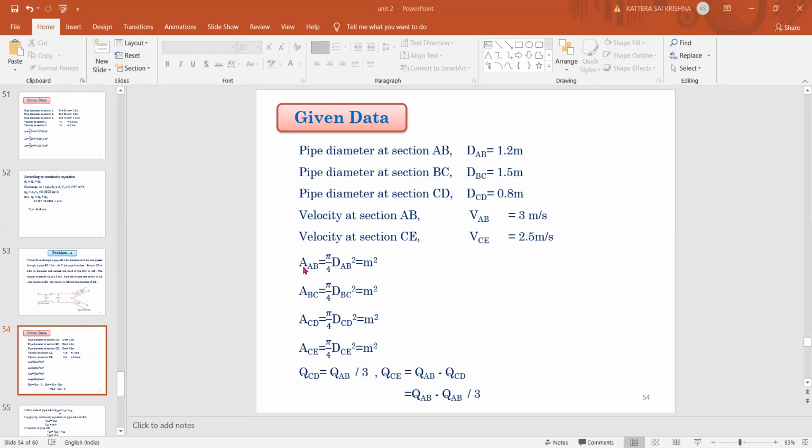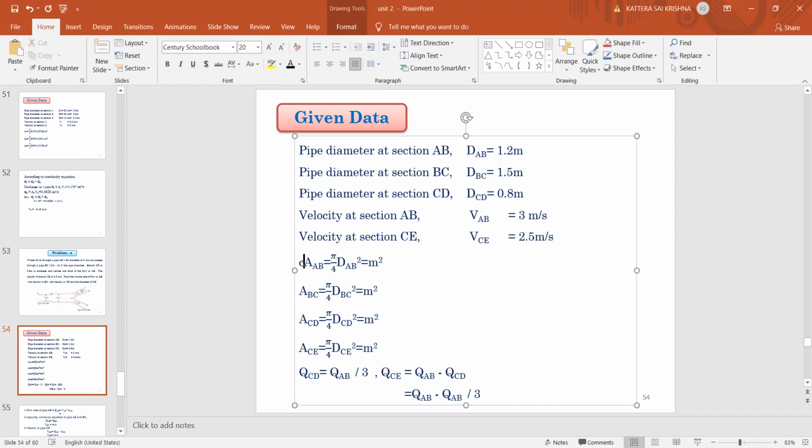So first find the cross-sectional area of pipe AB. Write that point: the cross-sectional area of the pipe AB is pi by 4 DAB square, so pi by 4 into 1.2 square, which is 1.13097. Next, similarly, find areas at BC and CD.